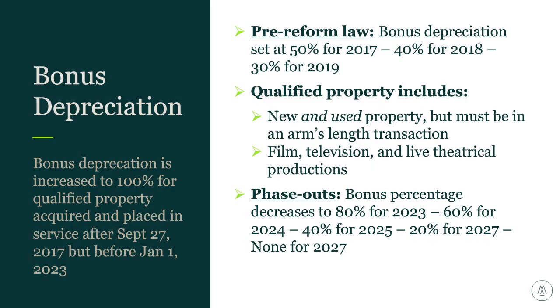So a change you're probably more familiar with is the increased expensing under the bonus depreciation rules. This change is retroactive to qualified property placed in service after September 27th, 2017, so it will affect 2017 tax returns. The bonus percentage not only increases from 50% to 100%, but the property eligible for bonus depreciation is also expanded to include used property that's acquired in an arm's length transaction and property in film, television, and live theatrical productions. The bonus percentage will phase down, though, starting in 2023 and be completely phased out by 2027.